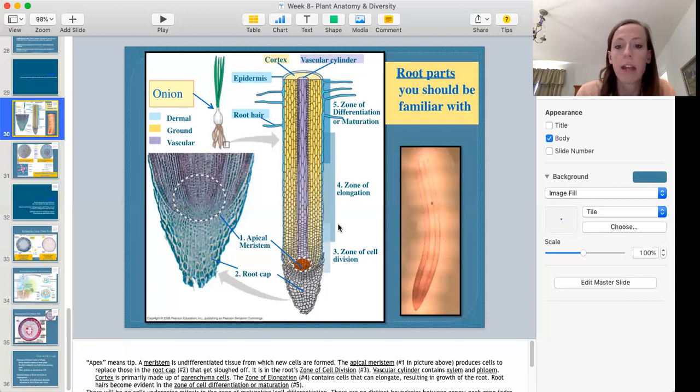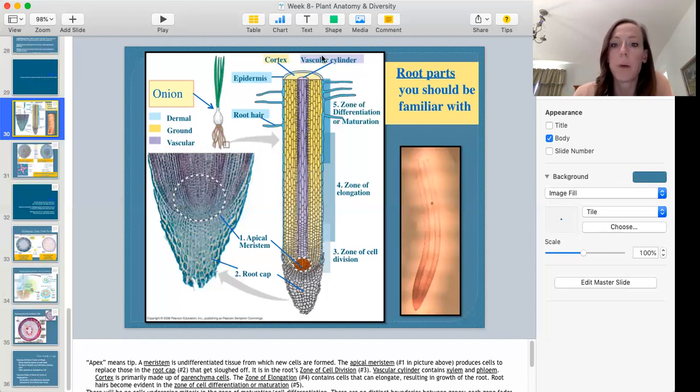Okay. And then above that is the zone of elongation. A lot of the cells in this region are actually expanding and elongating, and that's actually what's pushing the root to a large degree through the soil. It's the elongation of these cells more than the production of new cells. The production of new cells is really just to allow for repair, and the elongation of the cells in this zone is actually what allows the root to grow to a large degree.